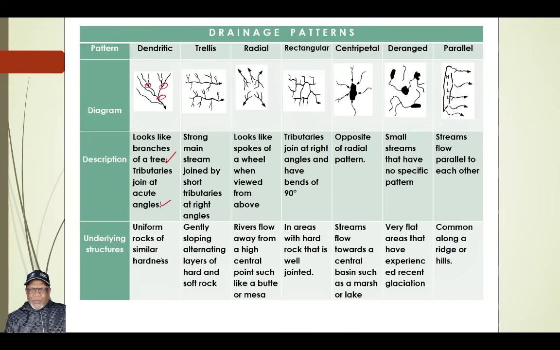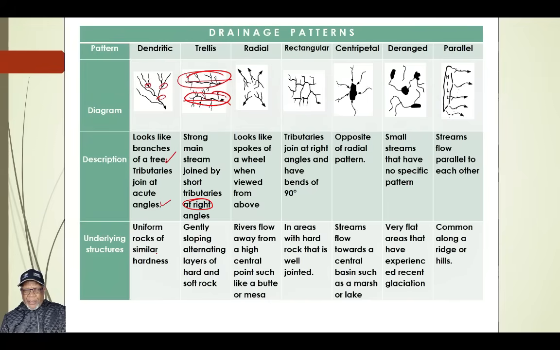Now, this is your mainstream. This is your other mainstream. So what do you see there? The mainstreams are flowing parallel to each other. You can see this is the mainstream there, another one there. What you can see as well is that instead of acute angles, now the tributaries join the mainstream at a right angle. And you can also see the tributaries are shorter.